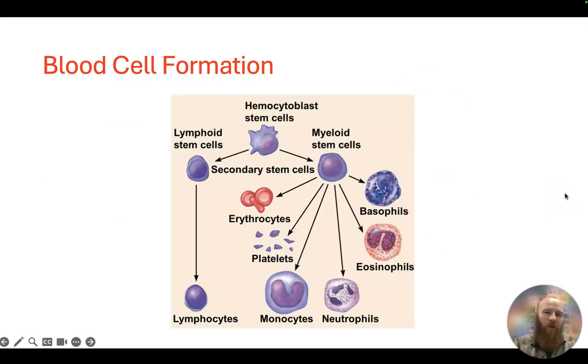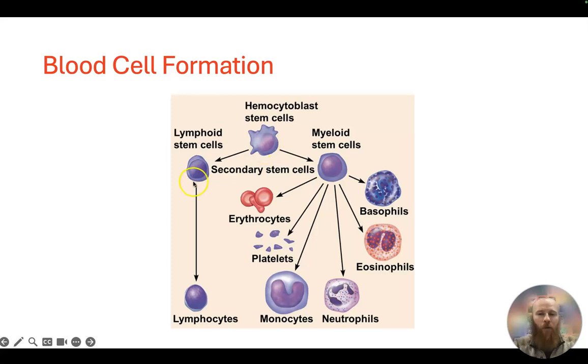And before moving forward, I do want to make sure that we address how all of these different types of blood cells come into existence. It's always going to start with what's called a hemocytoblast stem cell. These are going to be the stem cells that can ultimately further differentiate into any type of blood cell. The secondary stem cells will either become lymphoid or myeloid.